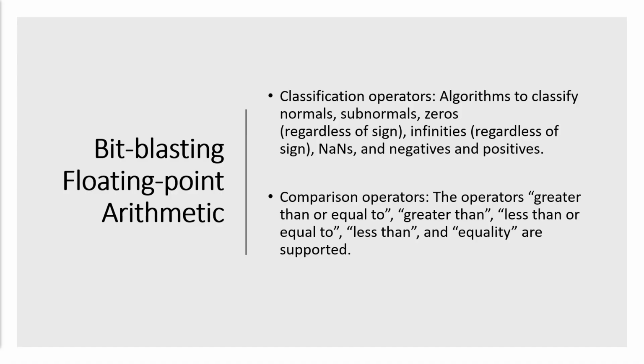The classification operators consist of algorithms to classify normals, subnormals, zeros and infinities, regardless of the sign, NaNs, and negative and positive floating points. The operators work by unpacking the floating point and comparing the bit vector against the definitions. The supported comparison operators are greater than or equal to, greater than, less than or equal to, less than, and equality. The first three are written in terms of the last two. All of them evaluate to false if one of the arguments is NaN. This check is done using the NaN classification operation.